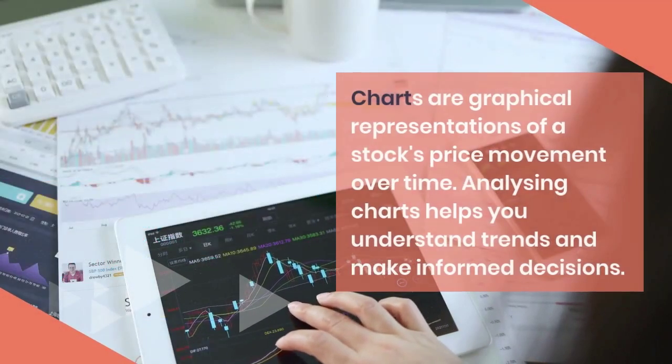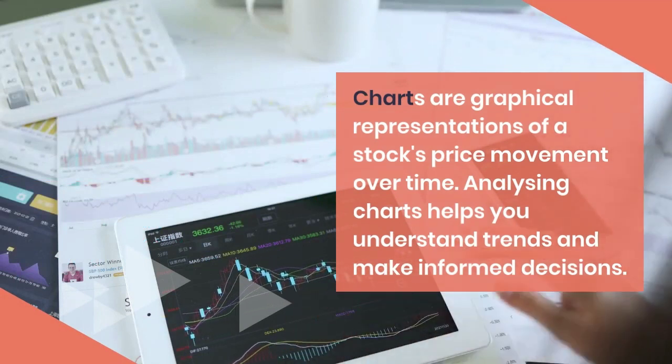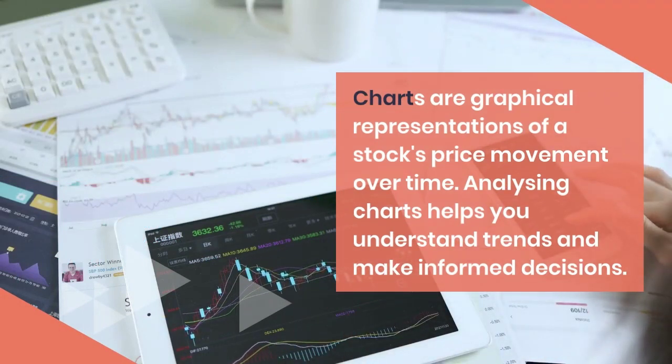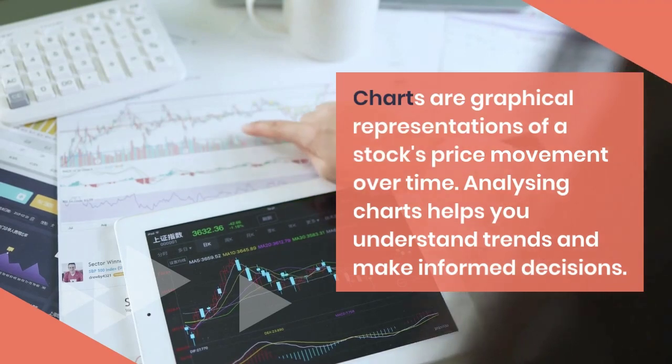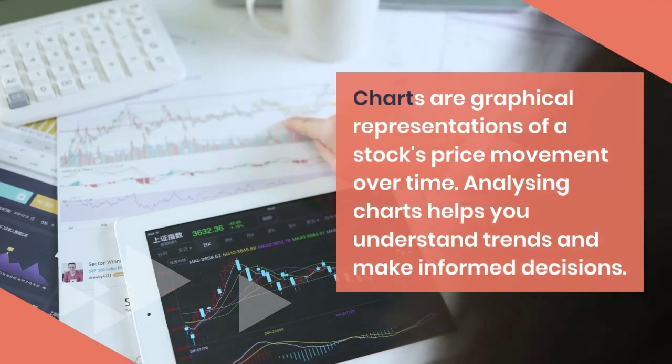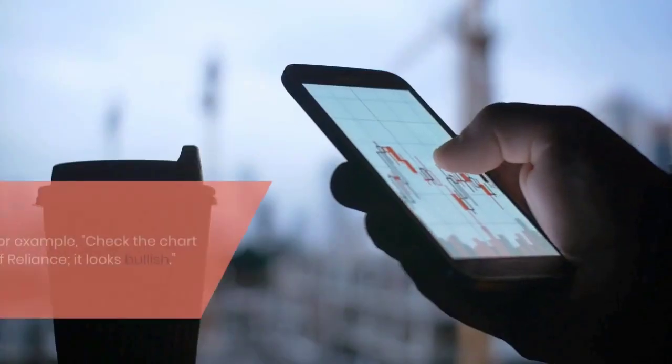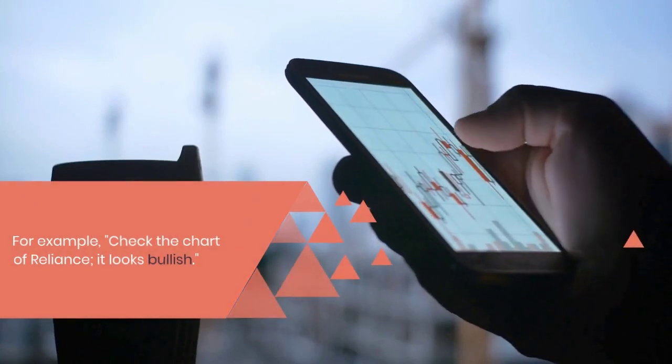Charts are graphical representations of a stock's price movement over time. Analyzing charts helps you understand trends and make informed decisions. For example, check the chart of Reliance, it looks bullish.